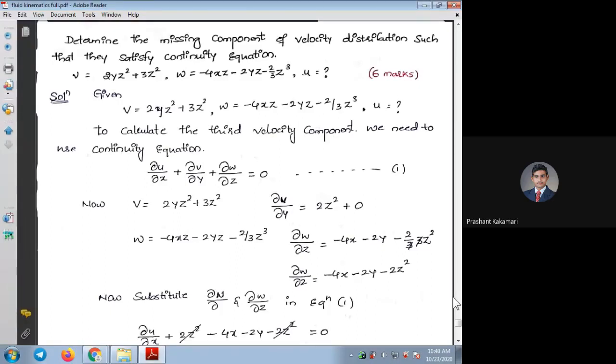You can substitute all these values in the given equation, and we can find out the unknown value of velocity in x direction in xyz terms. If anyone found out, can reply in the chat box or can tell by unmuting the mic.